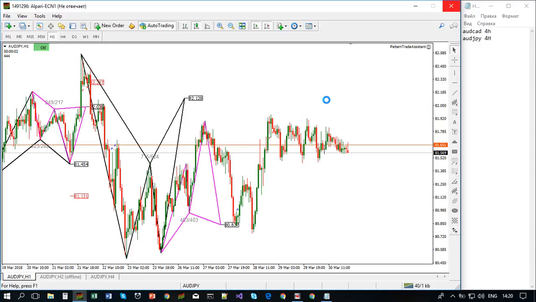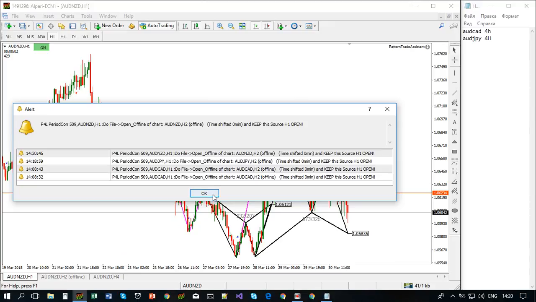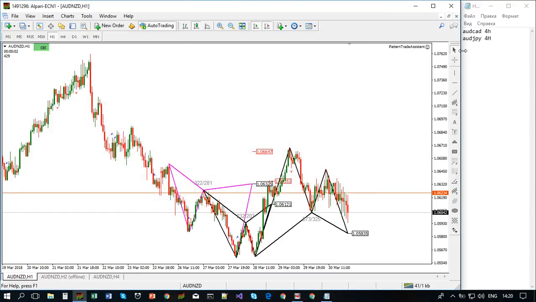Going next, Aussie New Zealand, pair number 3. My pairs are appearing in alphabetical order, so we first start from letter A. Aussie New Zealand, 1 hour is most likely to complete. AUD/NZD, 1 hour. This one is a Gartley formation.